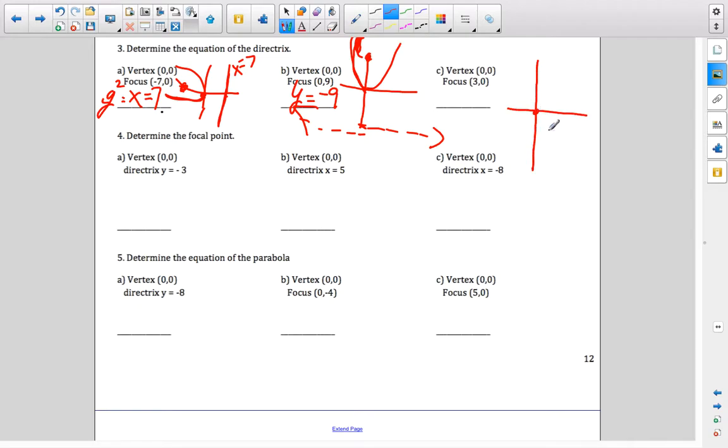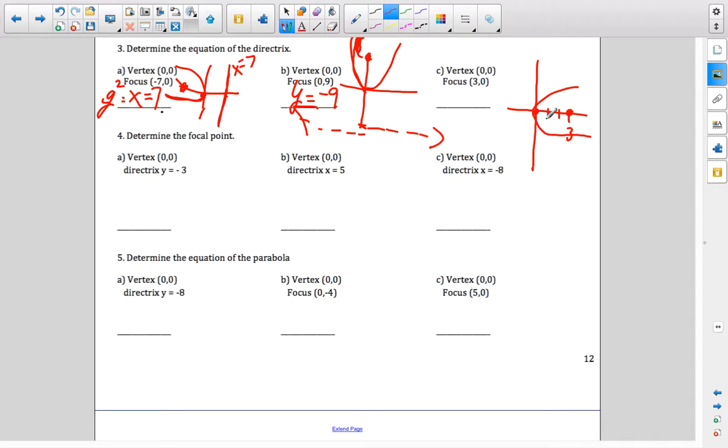Okay, on C, we have a vertex at 3, 0. There's our vertex. Our focus is at 3, 0. Vertex 0, 0. Focus 3, 0. 1, 2, 3. Okay, so here's our big focus. So since our vertex is here and our focus is in here, which way is this going to be opening?